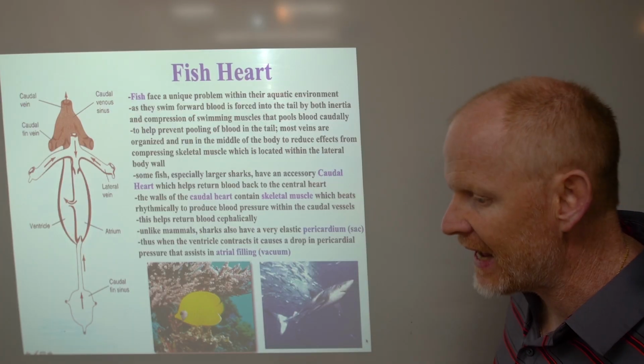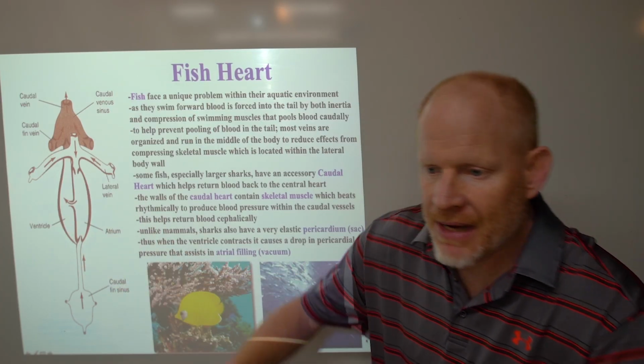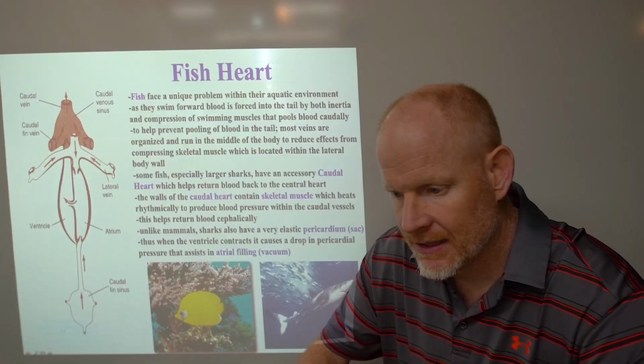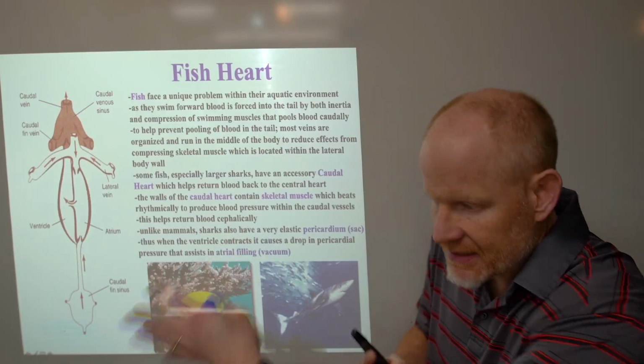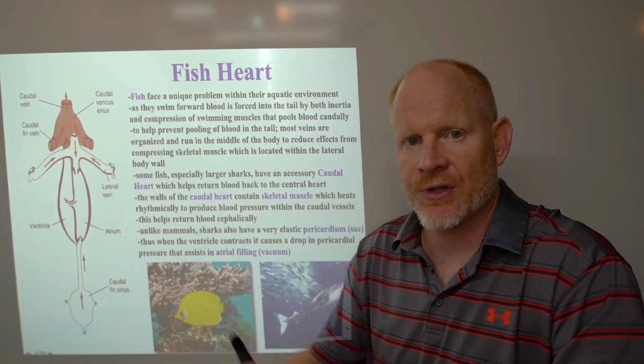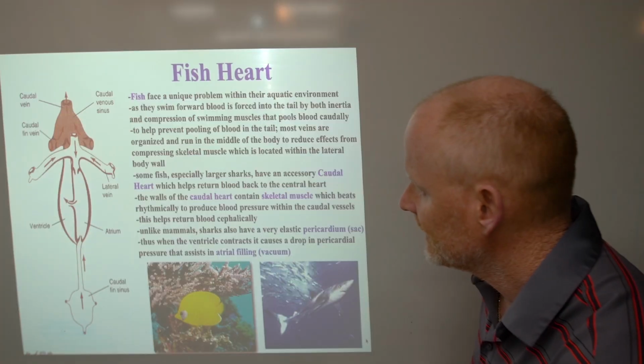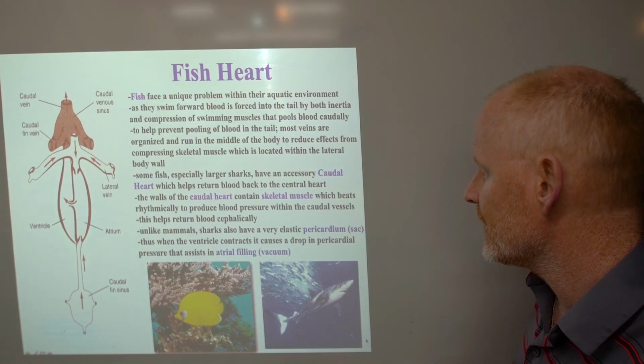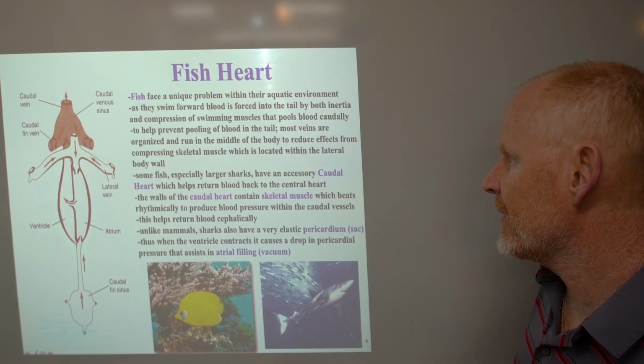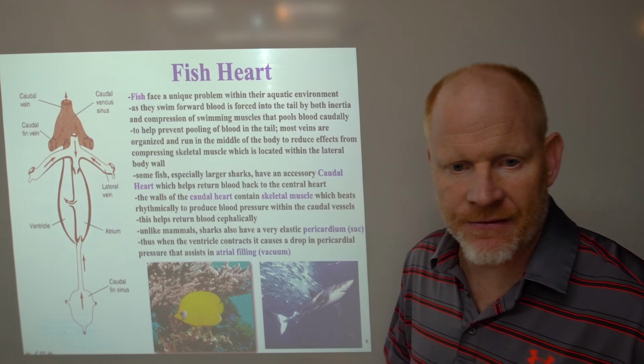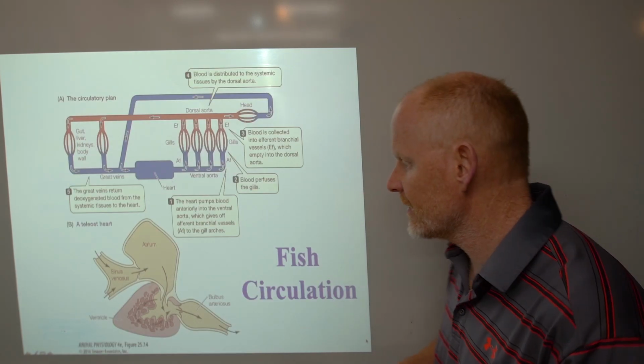Atrial filling works with a vacuum. It actually stretches. Body movements stretch the atrium when the fish is moving like this. And that stretches the atrium, which suctions or pulls blood back. And caudal hearts help also. So that's pretty interesting with fish. But a fish heart is pretty simple, and so is the circulatory system.